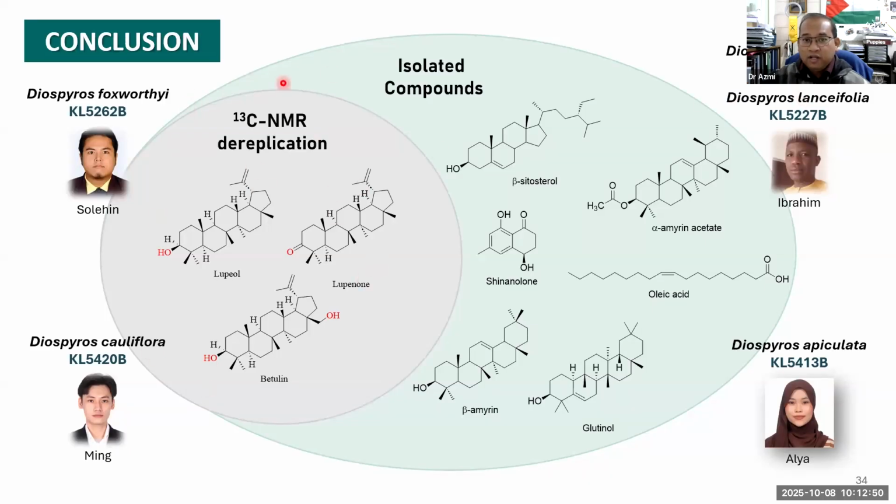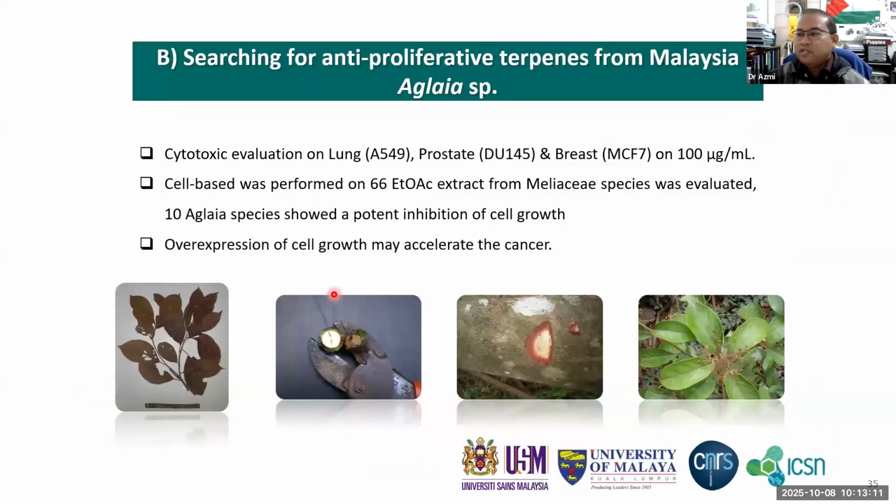Meanwhile, for the outer circle, which is the big one, the compounds were isolated by these four students, in agreement that these compounds have been isolated also. It means we can also trust the software to help us speed up NMR analysis. So this is the first project. The second project that I want to share is a recent project developed between me, Universiti Sains Malaysia, and ECSN, University of UNDIP also.